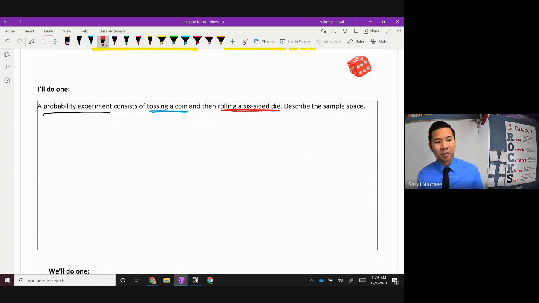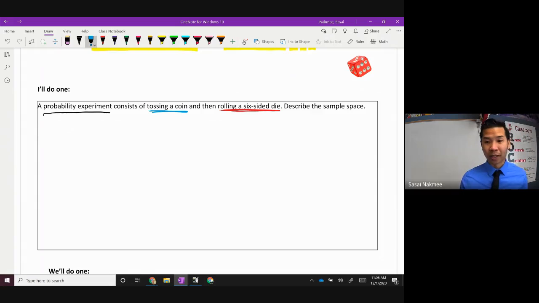How many possible outcomes are there when you're tossing a coin? What are those possible outcomes? Calvin, come on. You know, Lewis, that's right. There's 2 possible outcomes. You're either going to get heads or you're going to get tails. Heads and tails, I'm going to list that out. That's the sample space for tossing a coin.